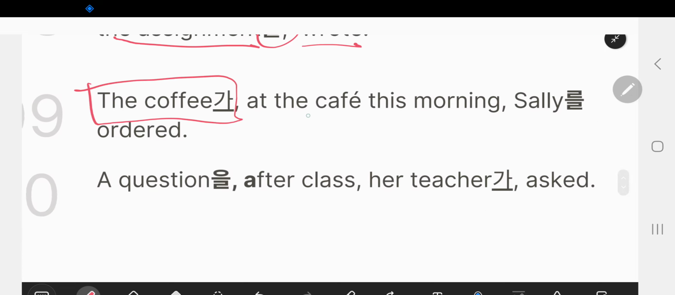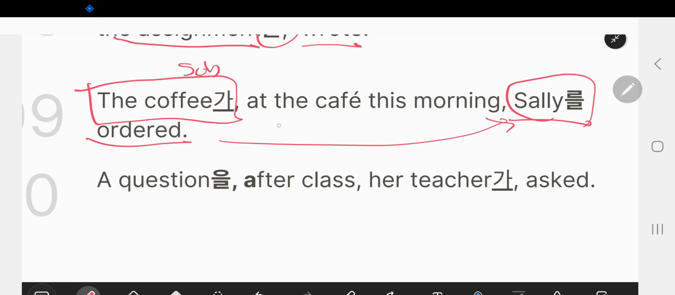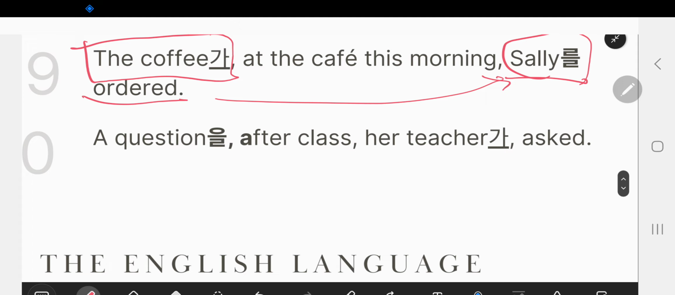And what about this one? The coffee, subject, at the cafe this morning. Sally de, object, ordered. Which means the coffee ordered Sally at the cafe this morning. And then what about this one?